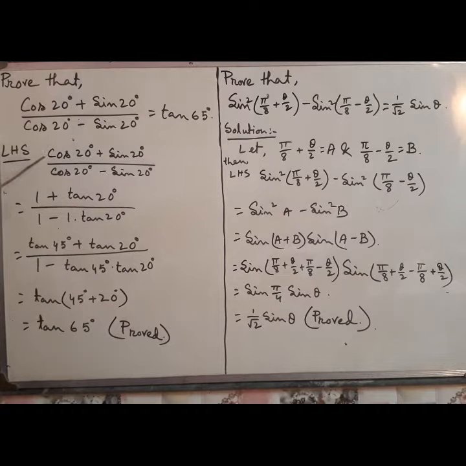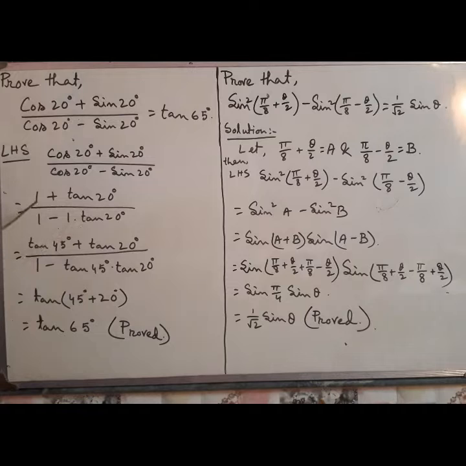Now dividing the numerator and denominator by cos 20 degree, then what we will get? If we divide the numerator and denominator by cos 20, this term will be cos 20 by cos 20, that is 1. This term sin 20 by cos 20, that is tan 20. In the denominator, the first term cos 20 by cos 20 is 1, and this one sin 20 by cos 20 is tan 20 degree. So this expression will be 1 plus tan 20 degree by 1 minus tan 20 degree.